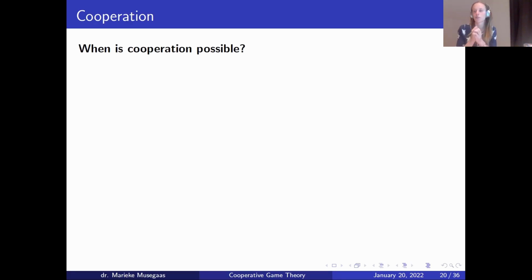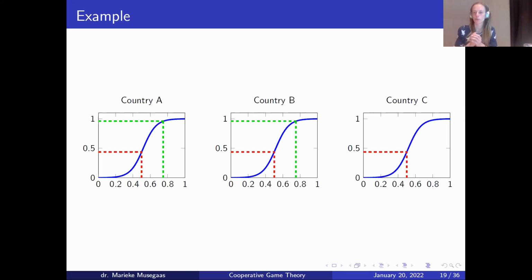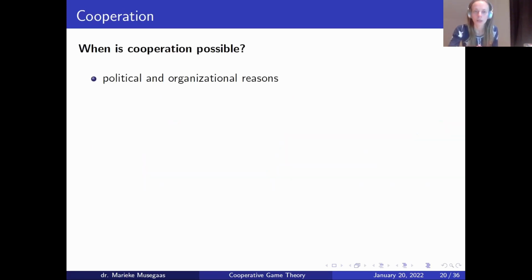So, is it actually possible that we find a price such that A and B want to buy the vaccines for this price? So the price shouldn't be too high, and that country C wants to give away the resources, the vaccines. So the price shouldn't be too low. Okay. Well, when is cooperation possible? Of course, there are many political and organizational reasons. So there can be reasons why countries do not want to give away their vaccines to another country. Of course, I understand, but let's forget about that for the moment.